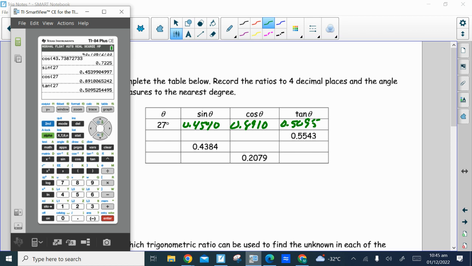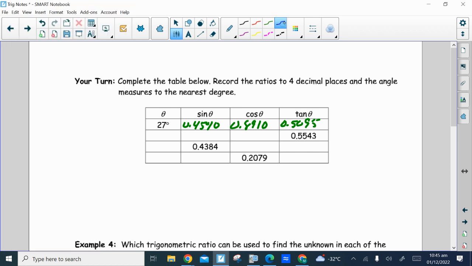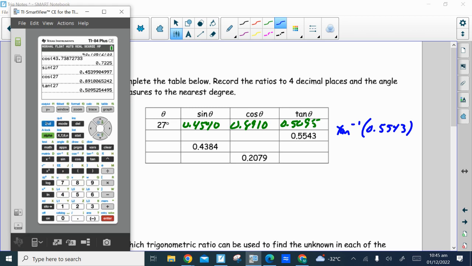This is telling us that the tangent of the angle is 0.5543. If we want to find out what angle theta is, we'll have to go second function tan. We're going to have to go tan to the negative 1 of 0.5543 to find out what the angle is. So second function tan of 0.5543.